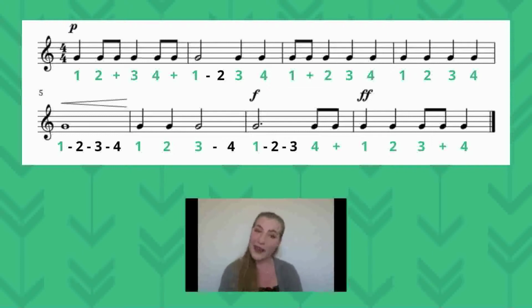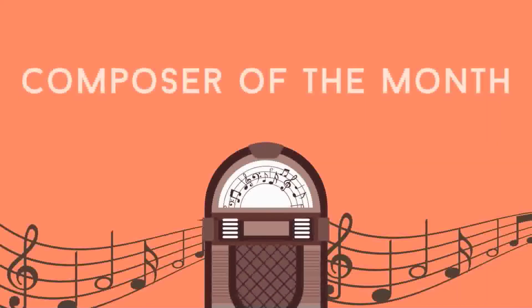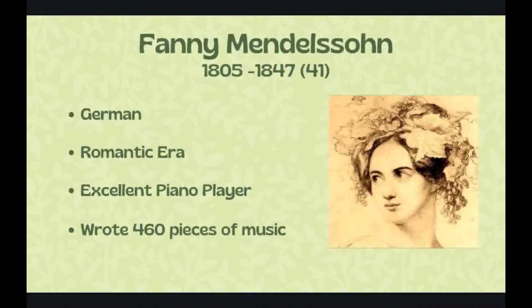All right, very good. Now it's time for my very favorite part of our class, our Composer of the Month. Okay, our March composer is Fannie Mendelson. Yay! This is a picture of her, a painting, of course, over on the side of your screen. She lived from 1805 to 1847. She is German. She was from Germany.